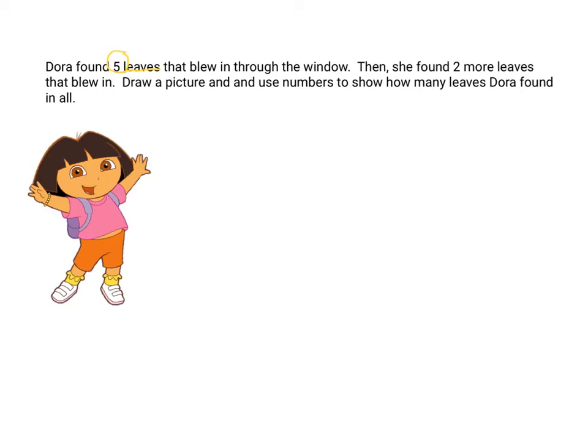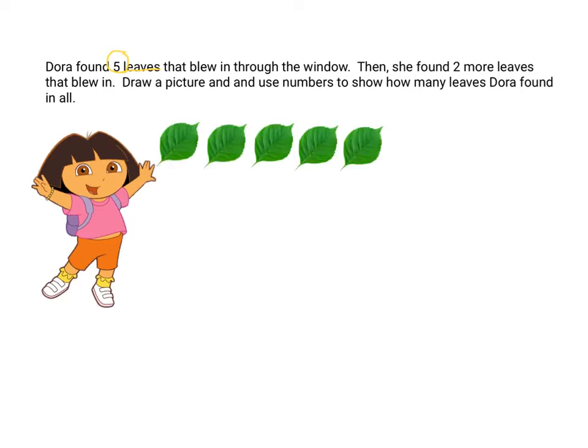I always want to make sure that I'm looking in my word problem for the numbers that I should use in a math problem. It's sort of like looking at the menu when you go to a restaurant. So since it first says that Dora found 5 leaves that blew in through the window, let's go ahead and draw 5 leaves. Okay, boys and girls, there are those 5 green leaves. Now let's read the next sentence.